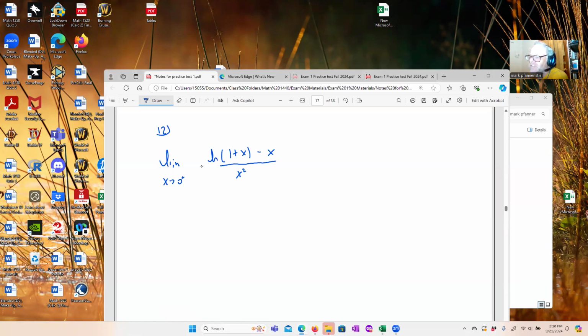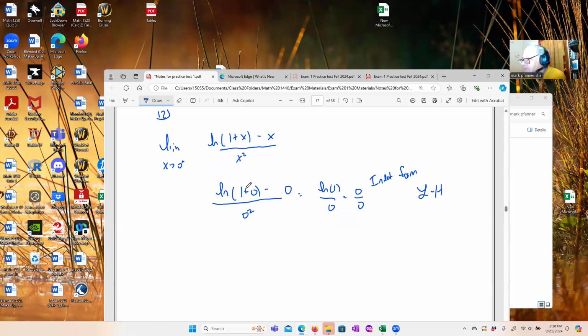Okay, so this is just to find a limit, and usually when we have to find a limit, we just go ahead and plug in and see what happens. So if I plug in 0, we get natural log of 1 plus 0 minus 0 divided by 0 squared. Natural log of 1 is 0, so we end up with 0 over 0. Oh my goodness, that's an indeterminate form. That means we can use L'Hopital's rule. Okay, let's go ahead and do that.